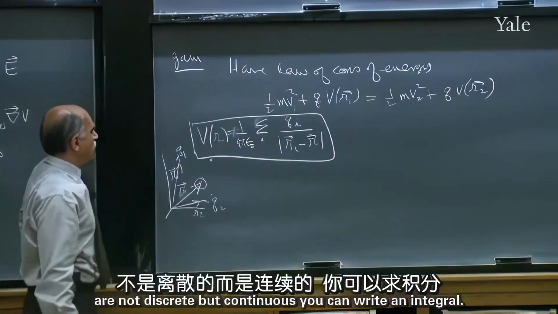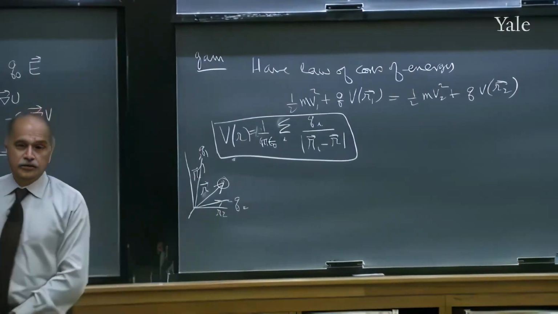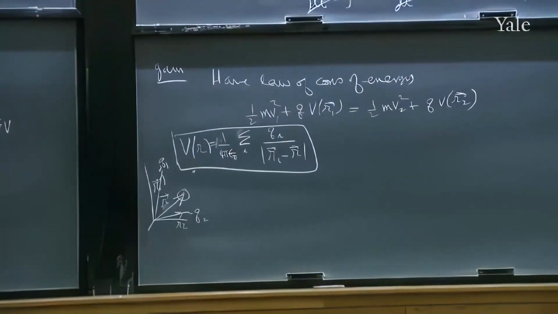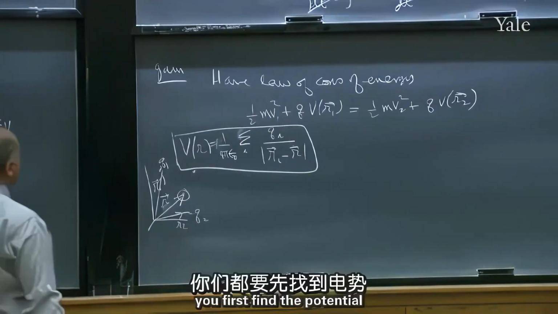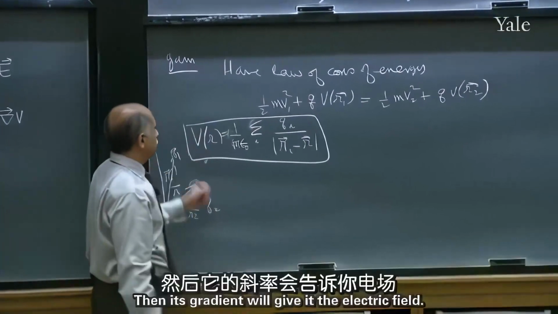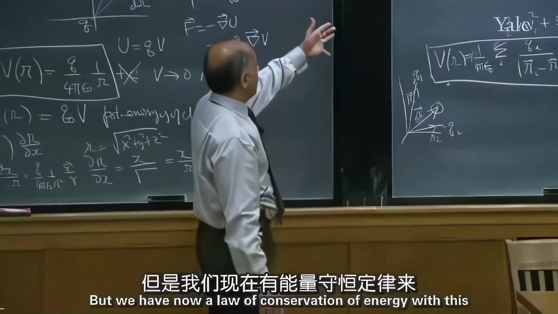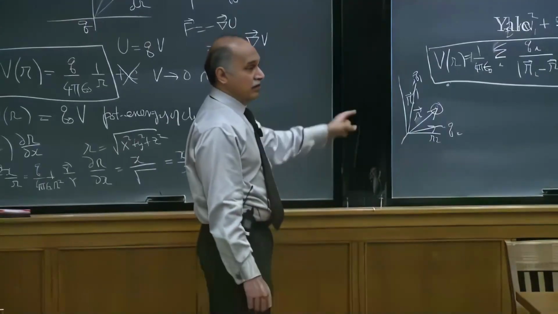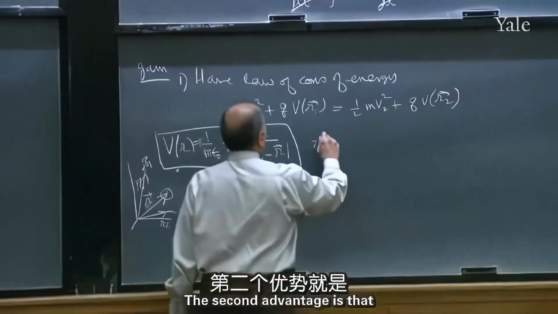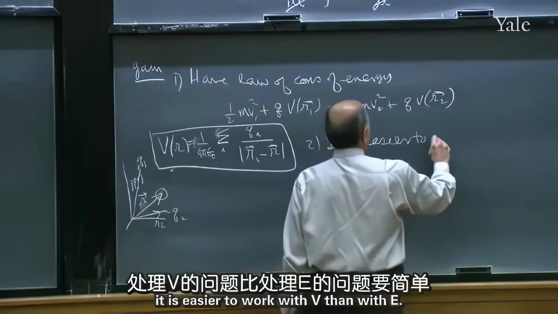And if the charges are not discrete but continuous, you can write an integral. So in every problem, you first find the potential by adding the potential from all the charges, then its gradient will give you the electric field. But we now have a law of conservation of energy with this as the conserved energy. The second advantage is that it is easier to work with V than with E.